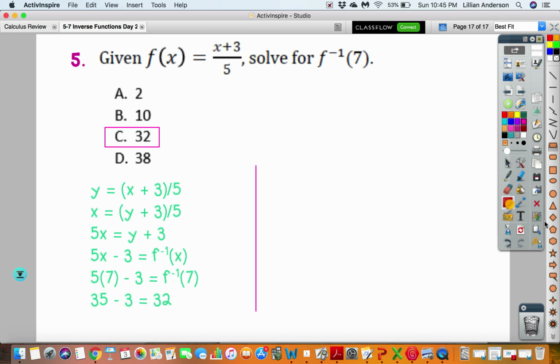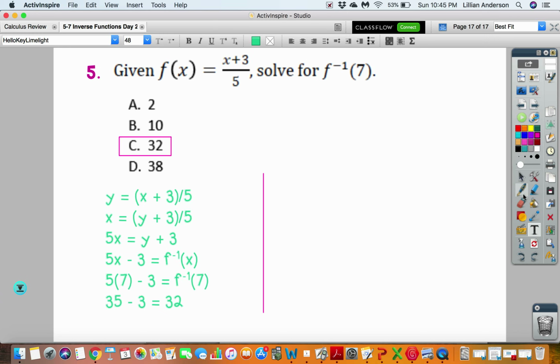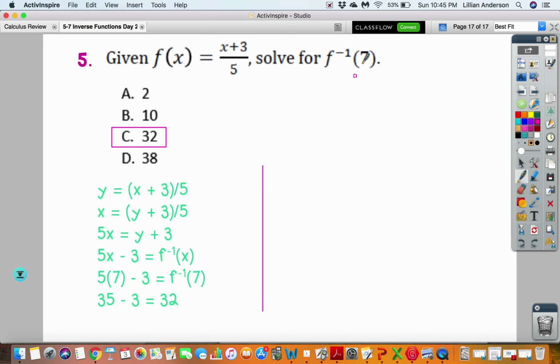Another way that, to be honest, I do think could be a lot easier. Remember, if this is the inverse, that means that we have switched the coordinates of the original function. So this whole thing right here represents f of x. And remember, f of x is another way to represent y. So this right here is your x. This whole thing represents y.